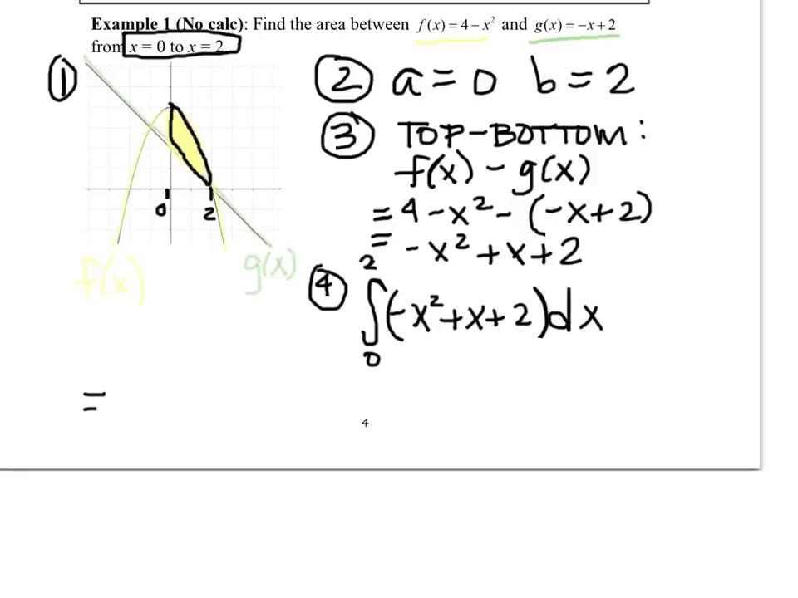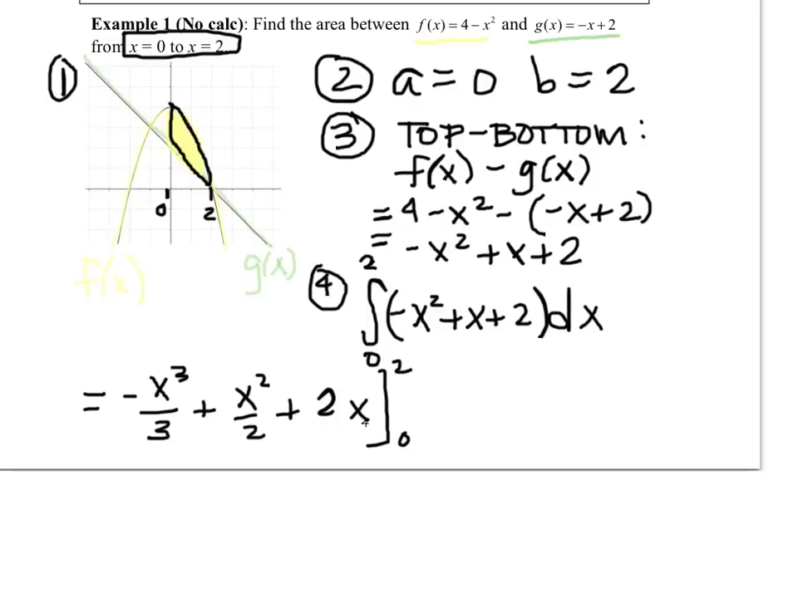So the antiderivative of negative x squared is going to be, remember, raise the power by 1, divide by the new power. So negative x cubed over 3 plus x squared over 2 plus 2x. There is no plus c on this problem because this is a definite integral. So we are evaluating this over the bounds from 0 to 2.